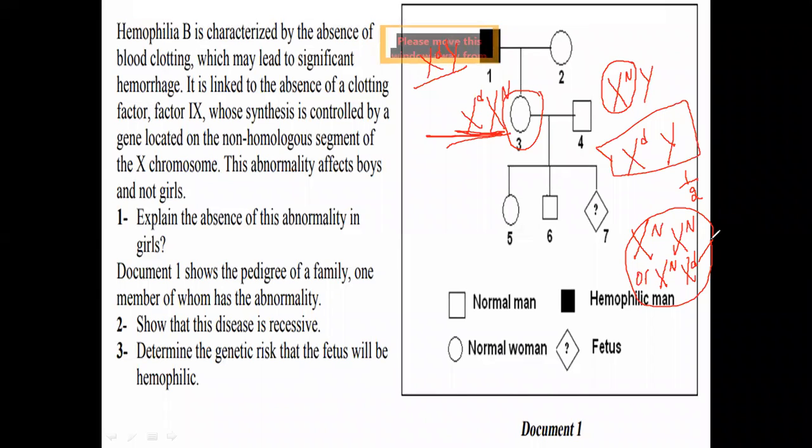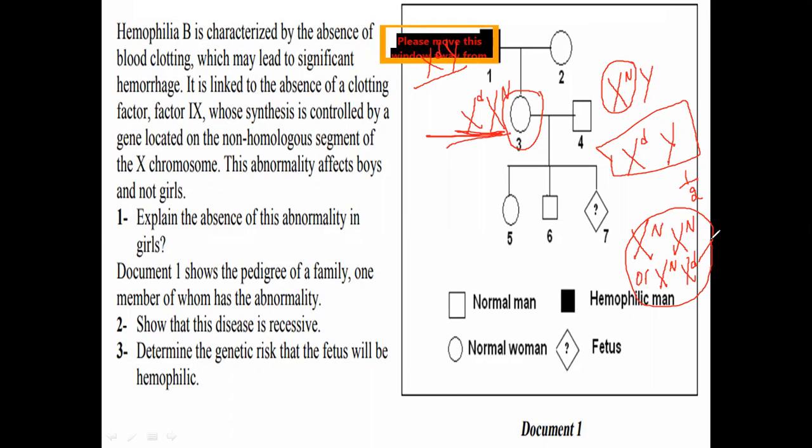While if the fetus is a male, the risk to be affected is 1 over 2. So I'm going to make a quick revision of parts 1, 2, and 3 before I move to the other parts. First, explain the absence of this abnormality in girls. They said it's located in the non-homologous region or segment of X, so it is normal. This abnormality is absent in females. Why? Because it should be expressed in the homozygous state, and maybe it leads to the death of its homozygous carrier.